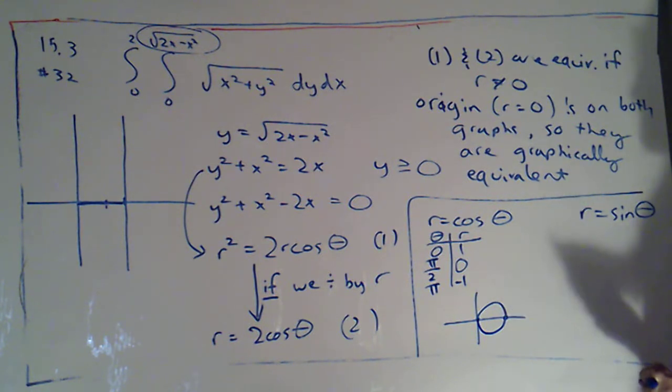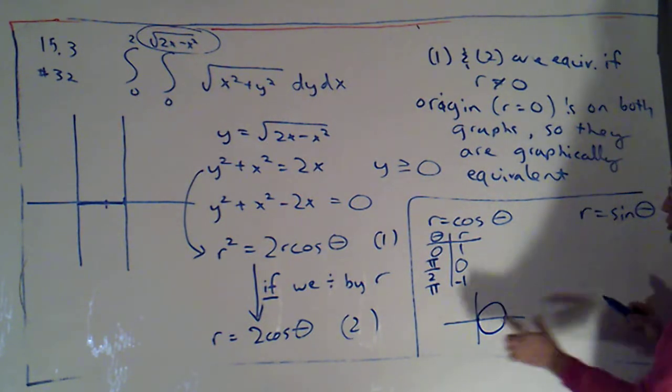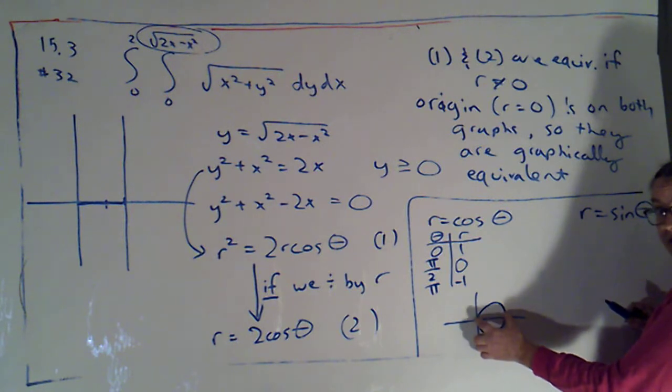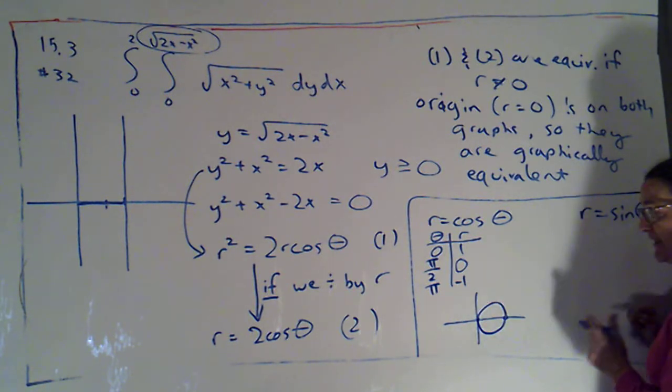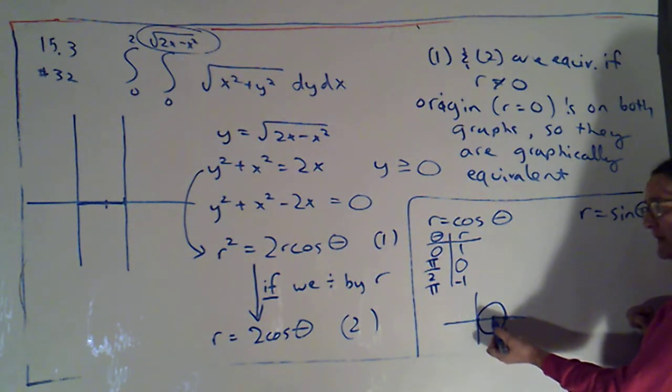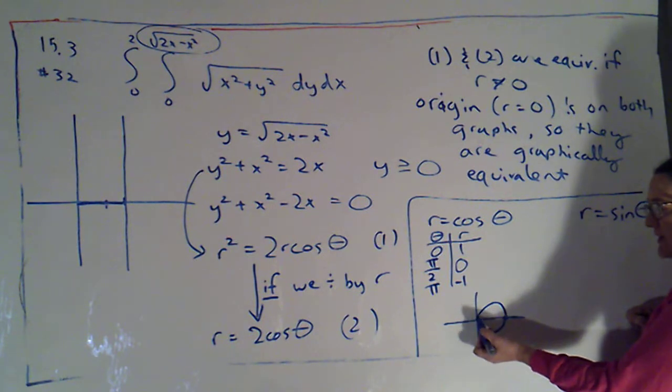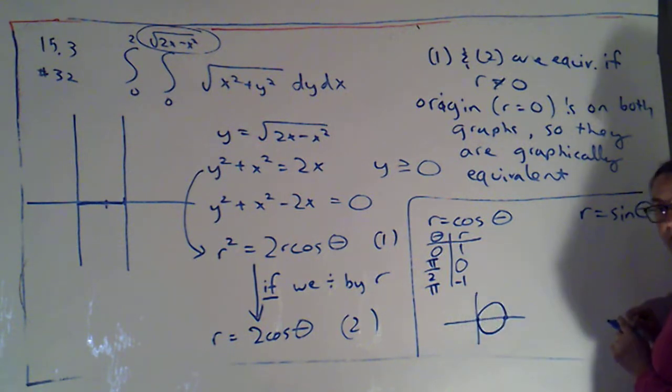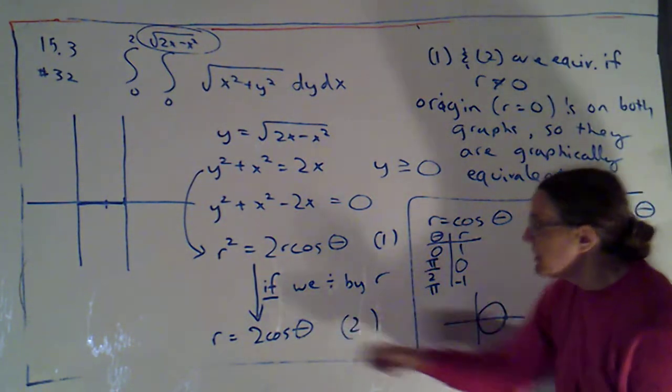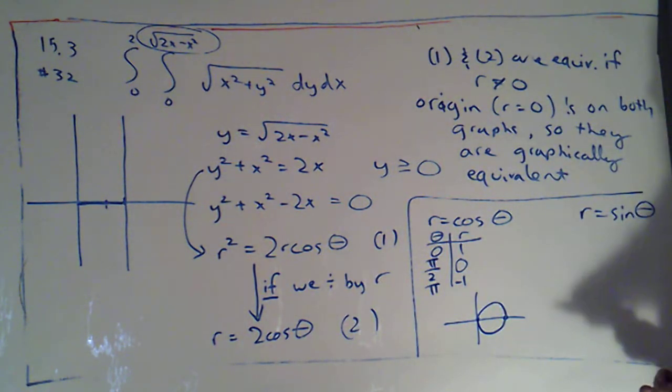So r equals cosine theta is a circle whose diameter is 1. That makes the radius 1/2. And it's centered on the x-axis. Not centered at the origin, though, because it passes through the origin. Okay. All right. Now, my curve here was r equals 2 cosine theta.